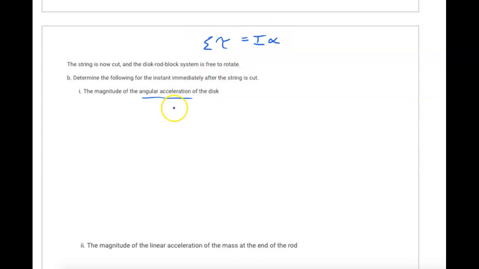Let's go ahead, and we know the sum of the torques already. We did that. We've got to go through and find the total moment of inertia. So this is I total for our system. That would be the moment of inertia for the disk plus the moment of inertia for the rod plus the moment of inertia for the block.